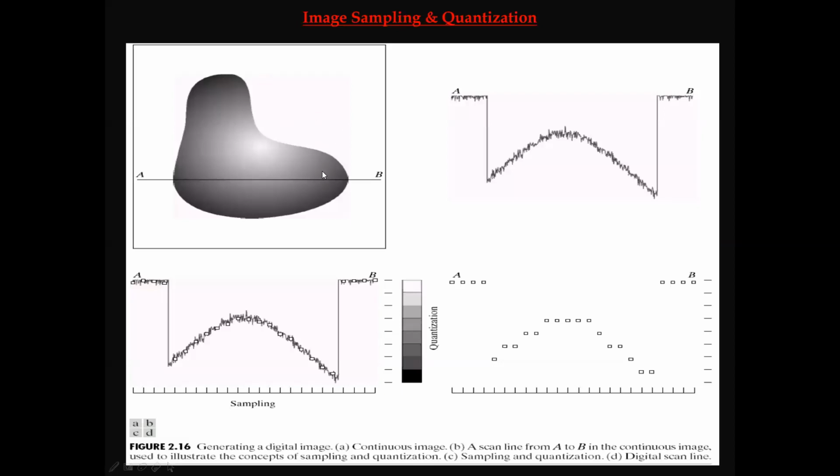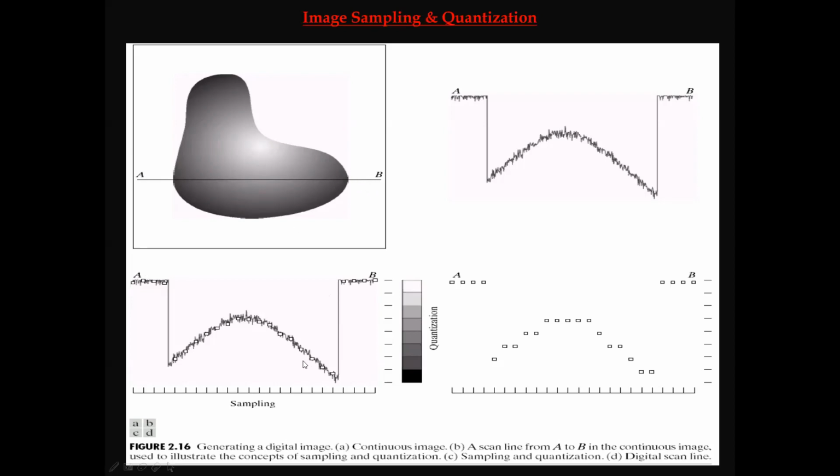Here you can see this is the arrangement. This is one of the scenes, one of the images. On the image, I have taken one line, that is A to B, which is moving over the entire scene being viewed. From A to B, that is our scan line. When this line AB scans the image, we will get a sampled output like this. This is the sampled output when the image is scanned with a single line, A and B.